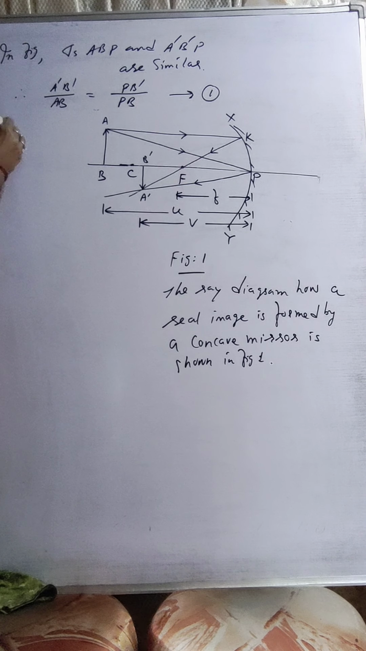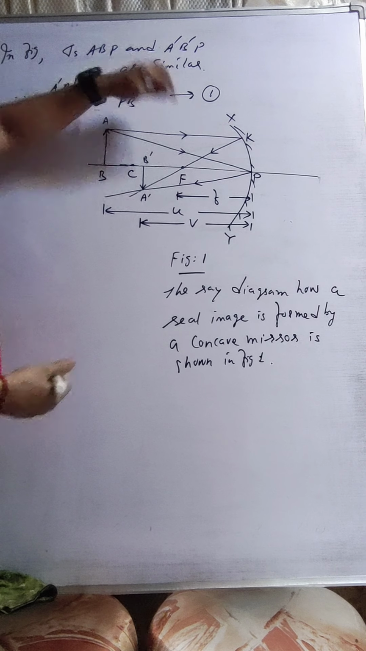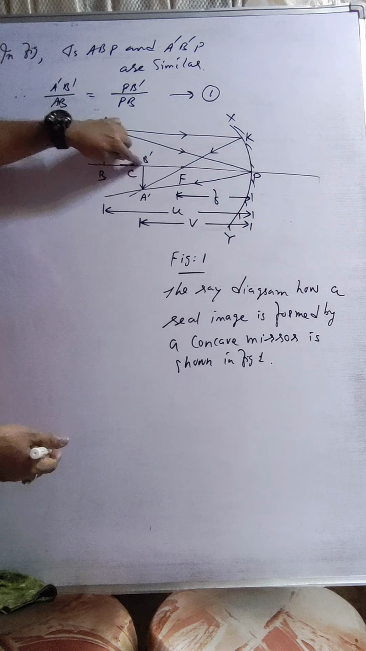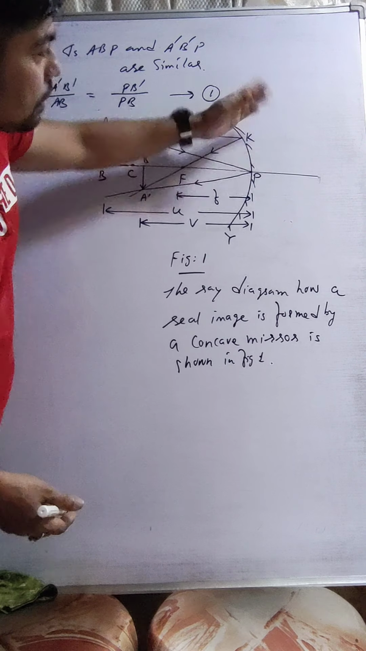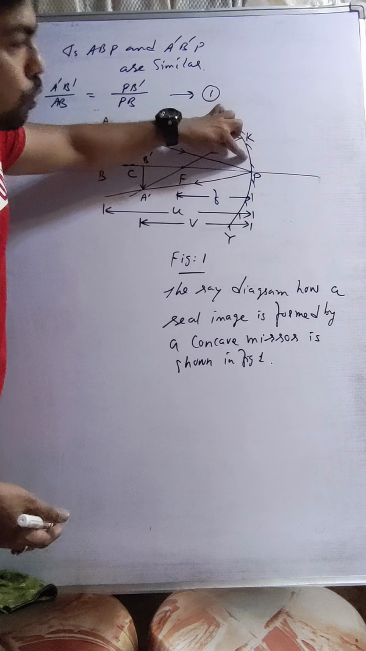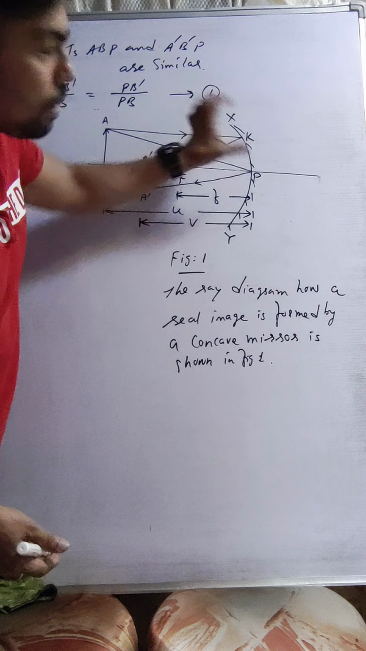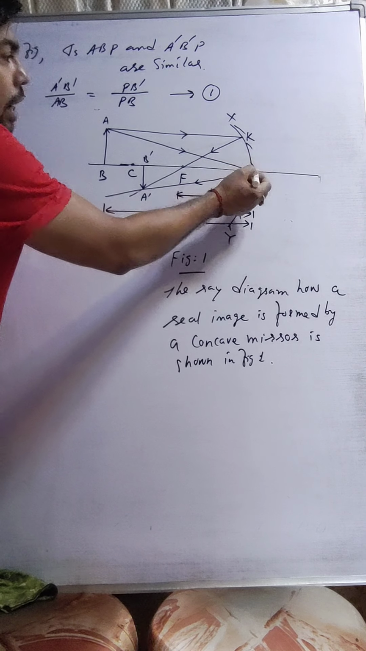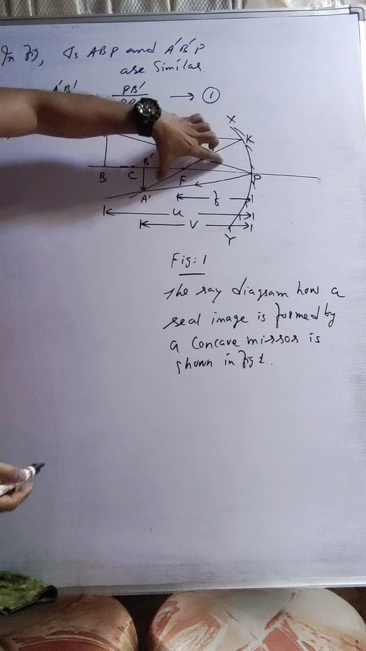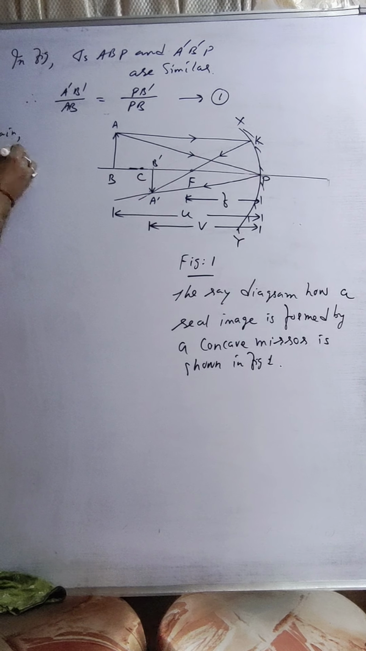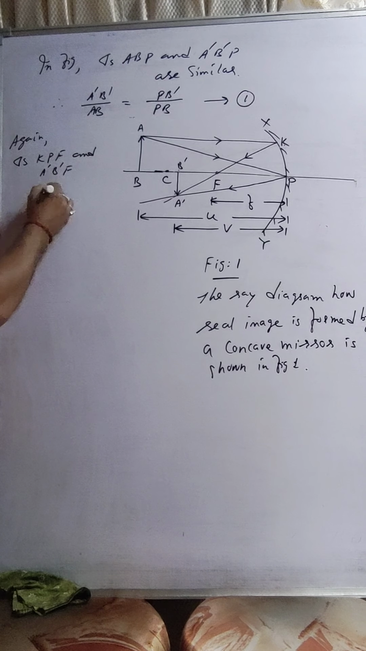Again, you see another two triangles in the figure are similar. One is KPF and the other is A dash B dash F. Let us suppose that point K is close to P, then you can consider KP as a straight line. In that case, triangles KPF and A dash B dash F are similar triangles.